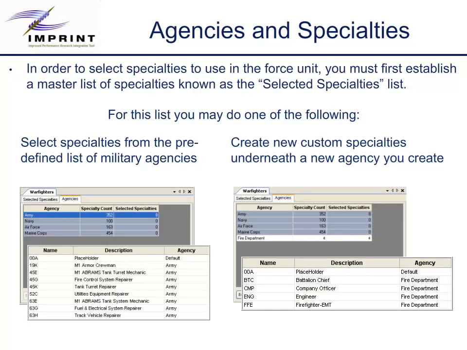The first node under the analysis name in IMPRINT is the Warfighter node. This is used to define the agencies and specialties that will be modeled. IMPRINT includes a large library of specialties associated with the Army, Air Force, Navy, and Marine Corps. You can use these or define your own. Let's go back to IMPRINT and see what agencies and specialties are in the Bear Lake analysis.